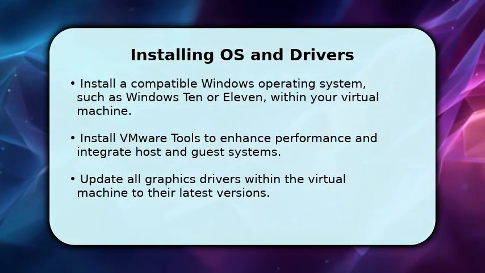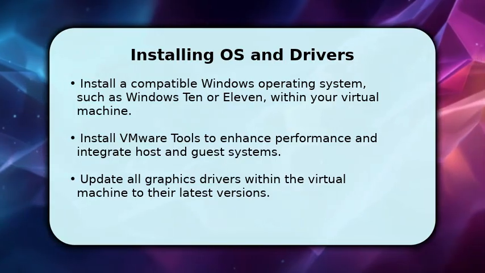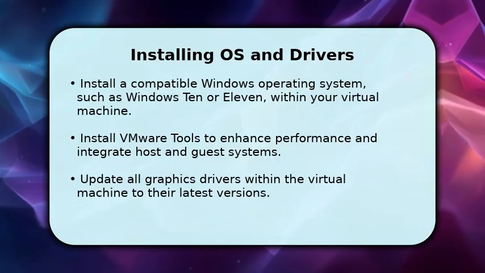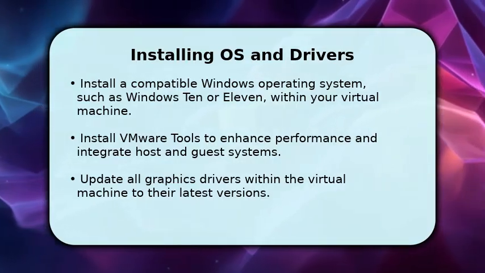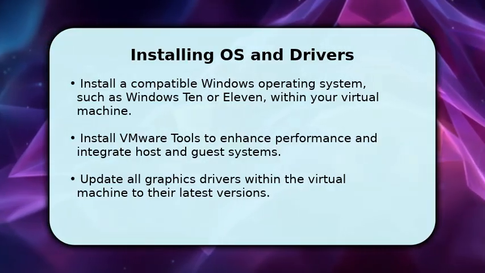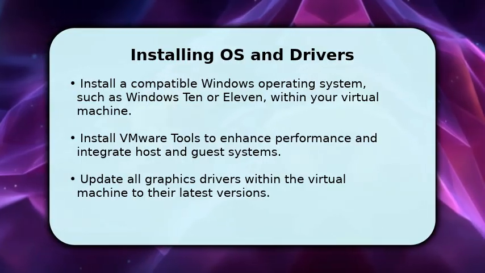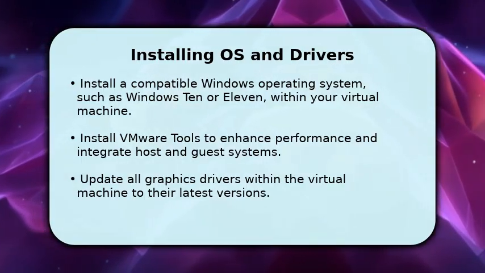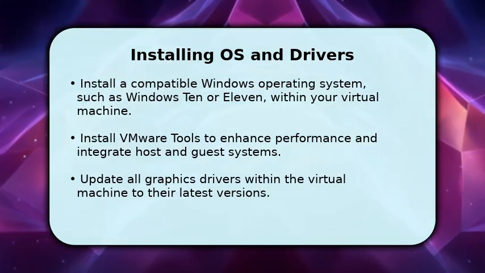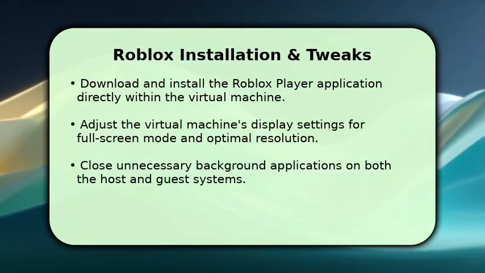Next, install a fresh copy of a compatible Windows operating system, like Windows 10 or 11, inside your newly created virtual machine. After the operating system is installed, it is absolutely essential to install VMware tools. This package significantly improves graphics performance, mouse integration, and overall system responsiveness. Finally, ensure all graphics drivers within the virtual machine are fully updated to their most recent versions for optimal Roblox performance. Now it's time to install Roblox itself.